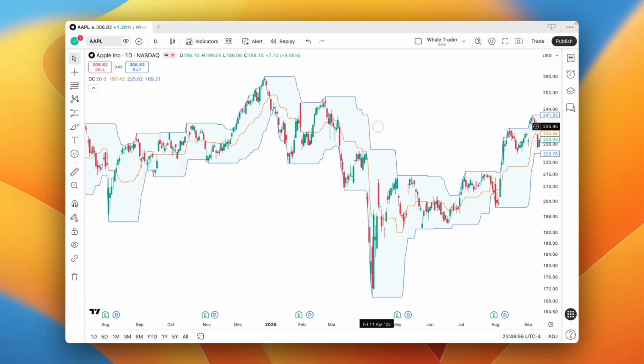Donchian Channels show you the highest high and lowest low over a set period, and they were famously used by the turtle traders. They'll tell you exactly when an asset breaks out of its recent range, and here's how to use it on TradingView.